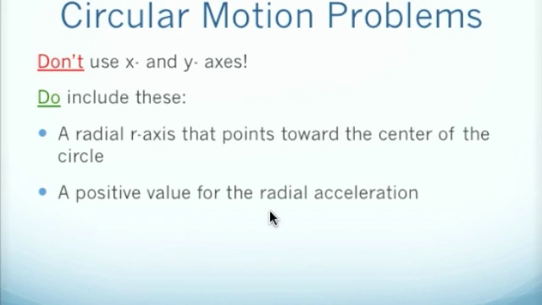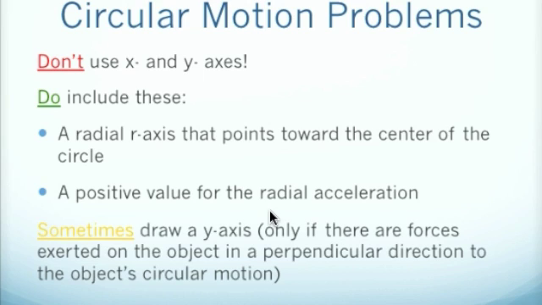So just in the same way, we want to include a radial r-axis that points toward the center of the circle. We also want to make anything that's going in the same direction as this radial r-axis, towards the center of the circle, a positive value, because that will determine the positive, and anything going in the opposite direction will be the negative. And you'll see more of this as we go into our sample problem later on.